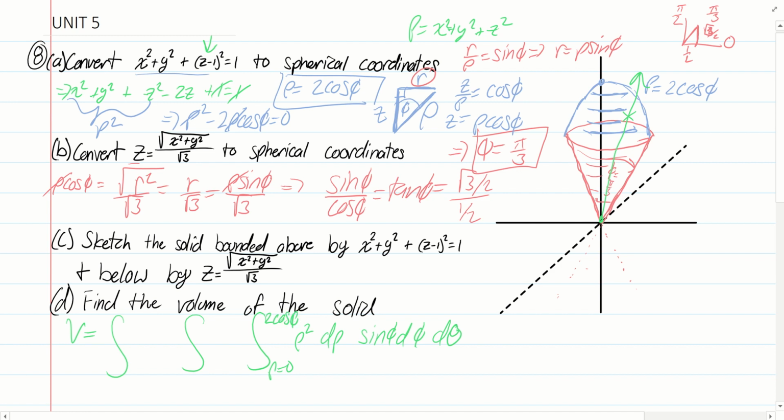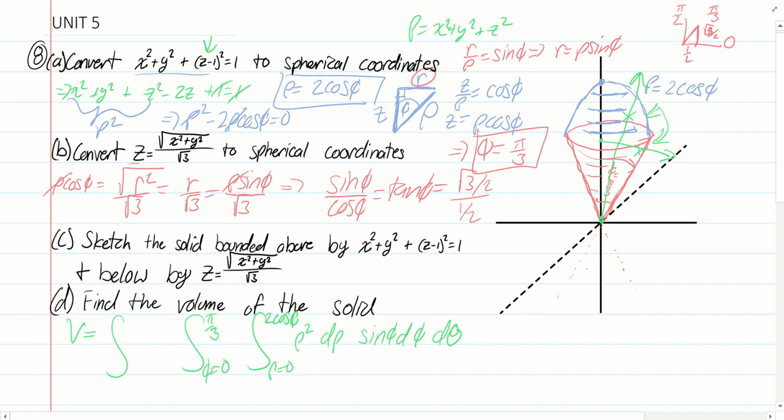For phi, we have to start from the positive z-axis and go outward, and we exit out this pi over 3 cone. The reason I don't exit out the blue portion is because the angle of this blue portion is defined by the angle of this cone. So that's why we use this cone as our defining angle. We start at phi equal to 0, because we include the positive z-axis, and we exit out at pi over 3.